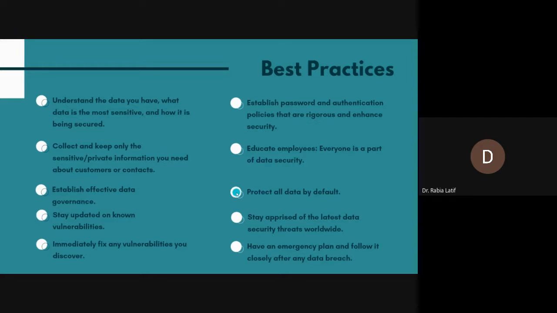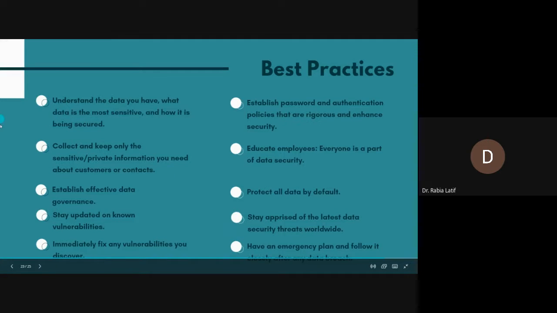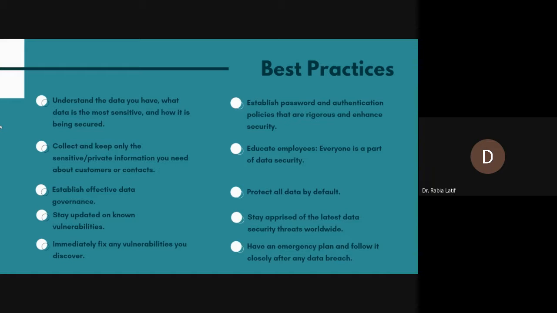Protect all data by default. Default is not at all secure in any case. Whenever you install any application, don't rely on default settings. Immediately go and configure your settings first. Stay apprised of the latest data security threats worldwide, and have an emergency plan and follow it closely after any data breach. Attacks are everywhere, so the last suggestion is that you should have an emergency plan. If you face a data breach or anything, you should have an emergency plan to switch on.